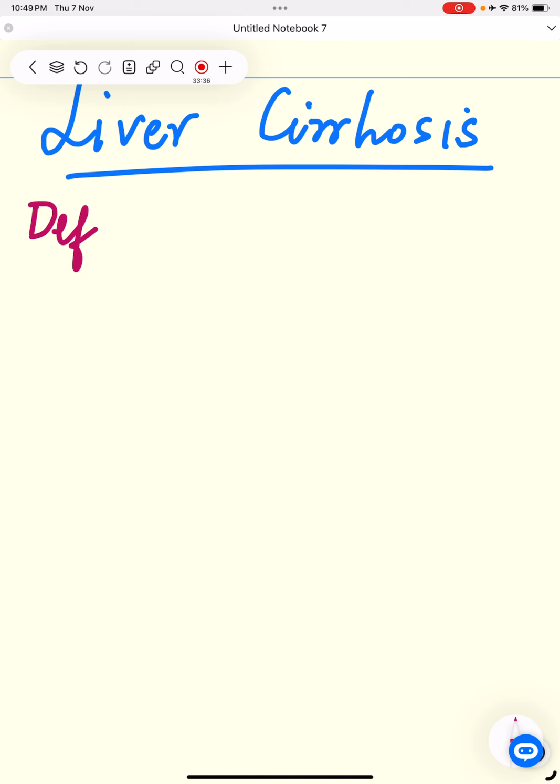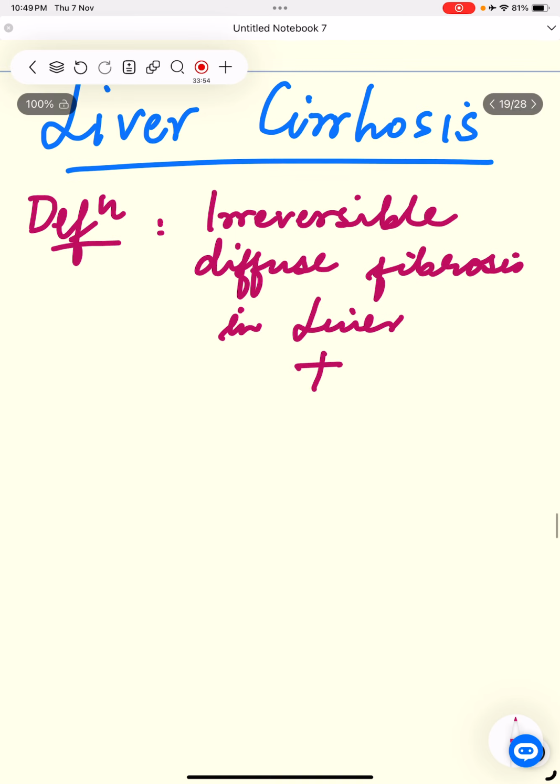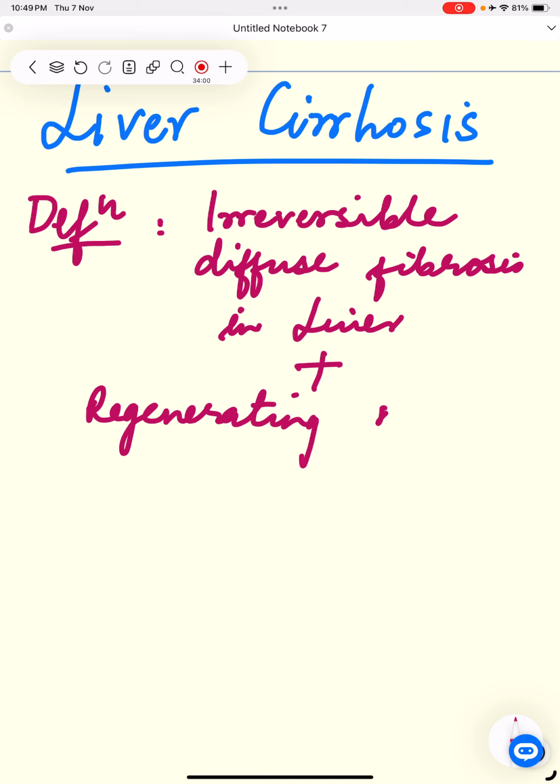So first of all, let us see what is the definition. Now this is an irreversible diffuse fibrosis in the liver plus association of regenerating nodules.